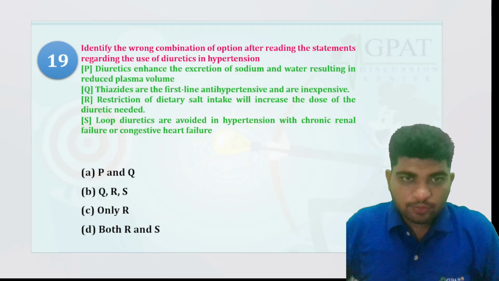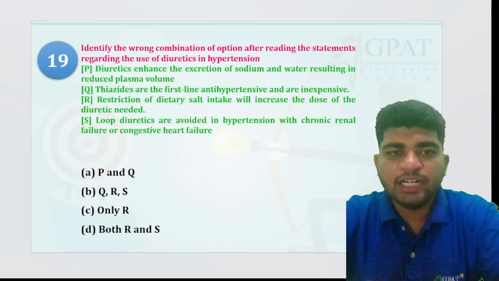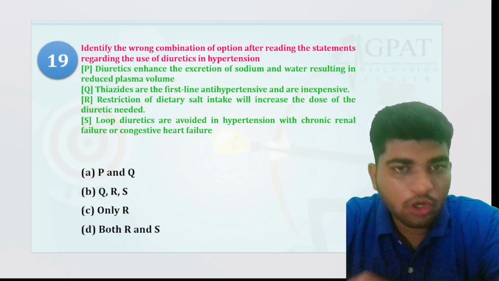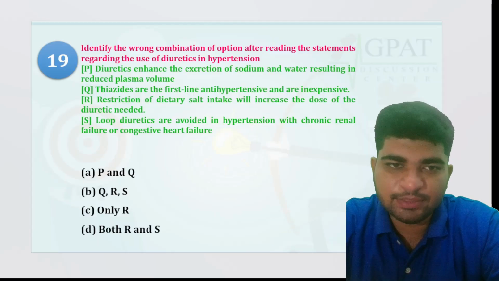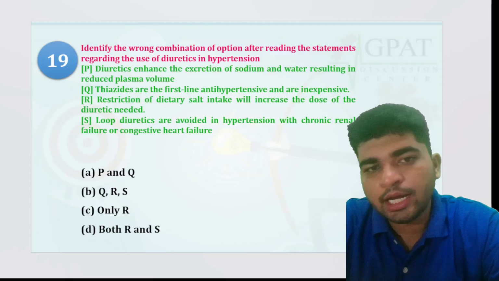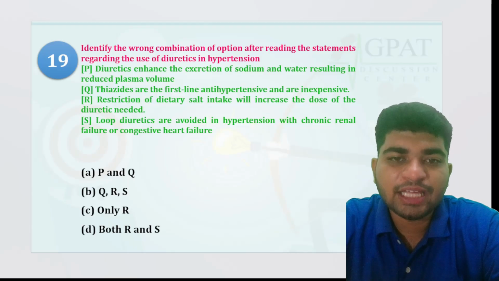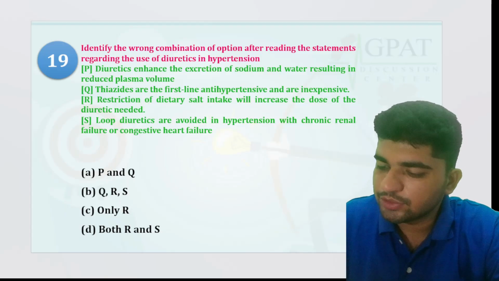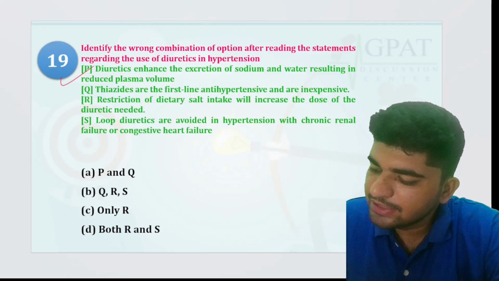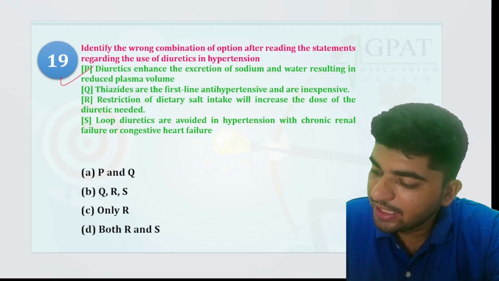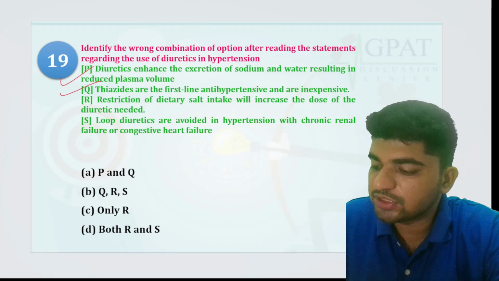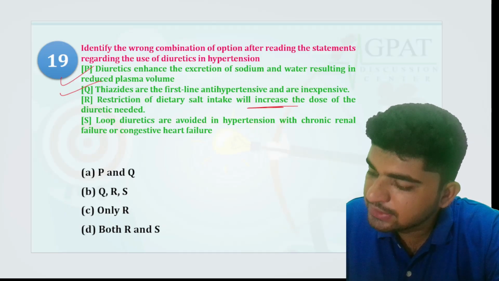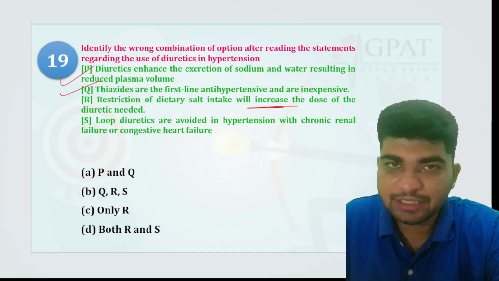The next one is generally from the diuretics part. Identify the wrong combination of options. This is quite interesting, as you have to pick the wrong combination after reading the statements regarding the use of diuretics in hypertension. Diuretics enhance the excretion of sodium and water, resulting in reduced plasma volume. This one is right. Thiazides are first line antihypertensives and are inexpensive. This is also right. Restriction of dietary salt intake will increase the dose of the diuretic needed.